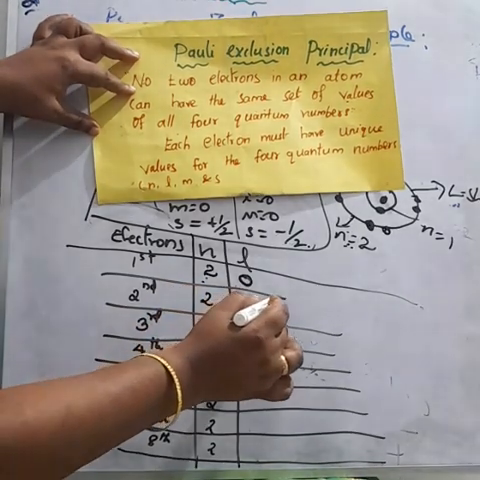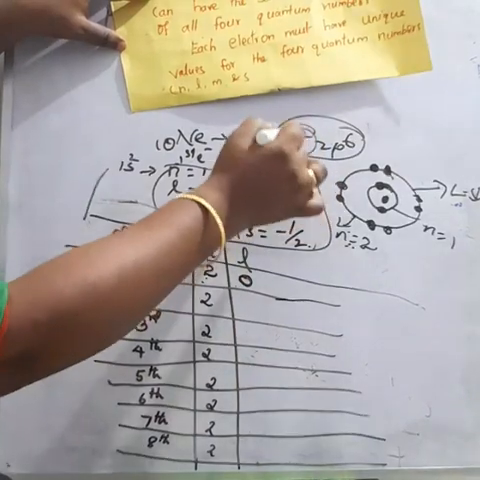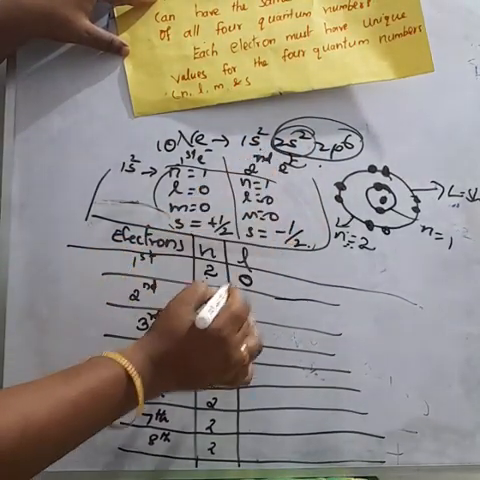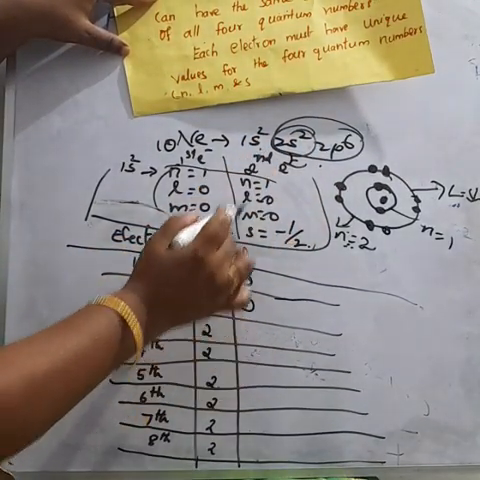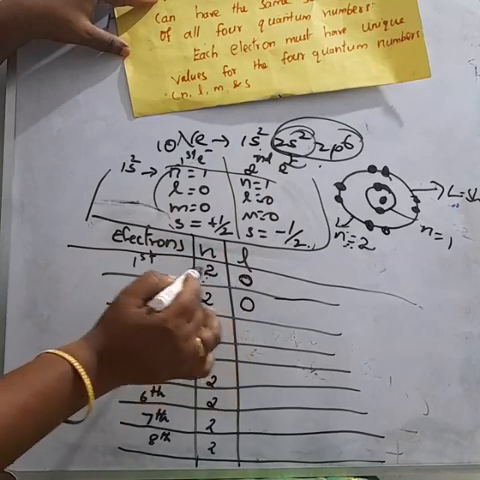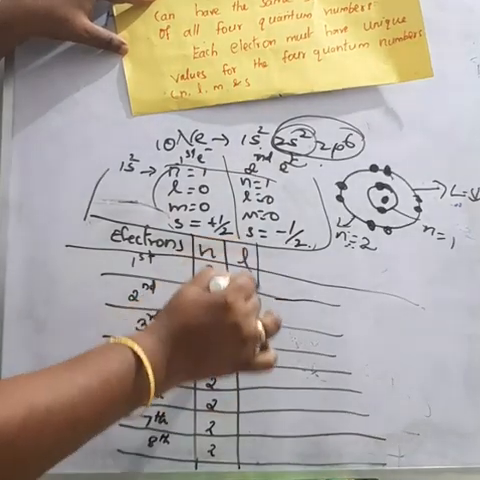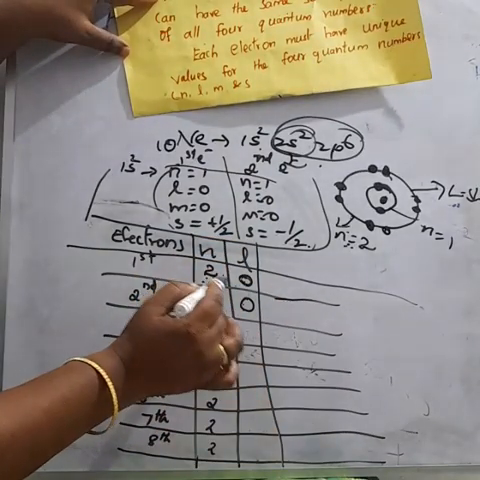Here in 2s2, the s orbital can accommodate 2 electrons. So the L value for s is 0. How many electrons? 2. For the first 2 electrons, the L value is 0, 0.